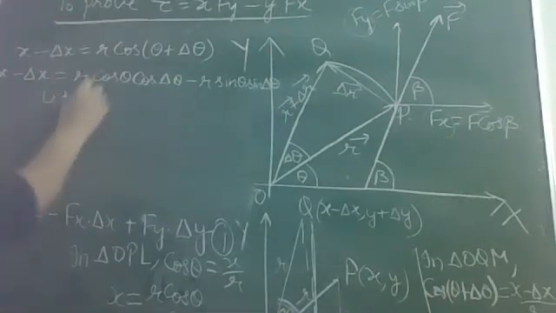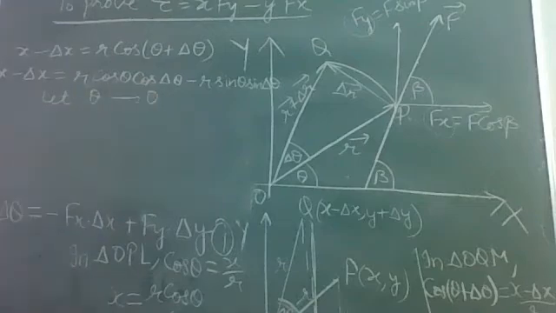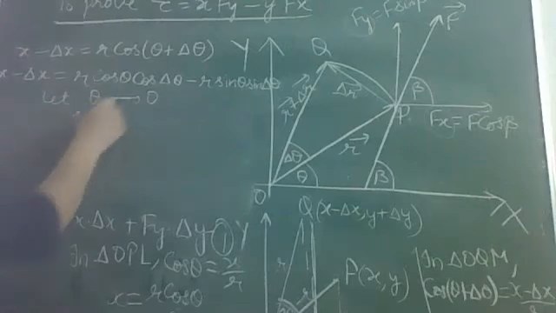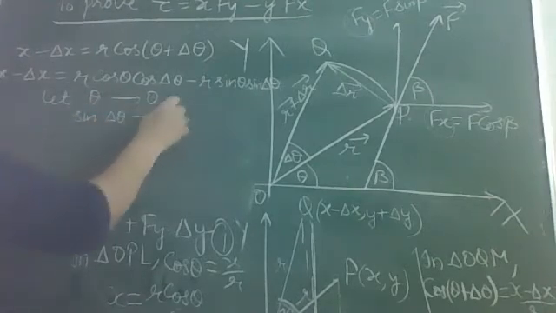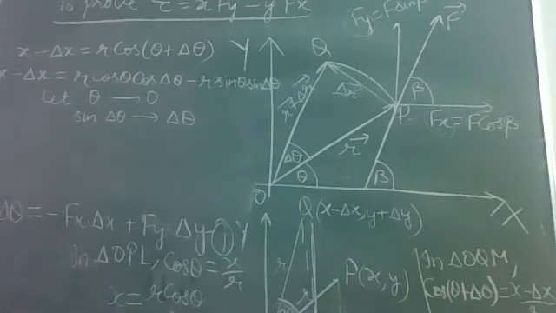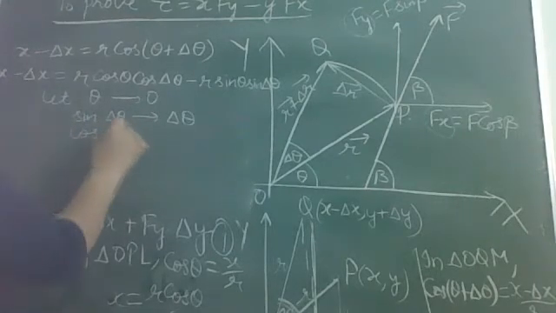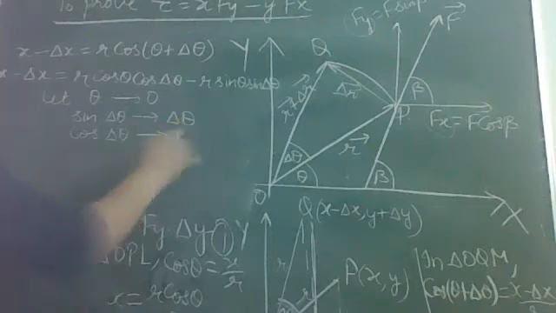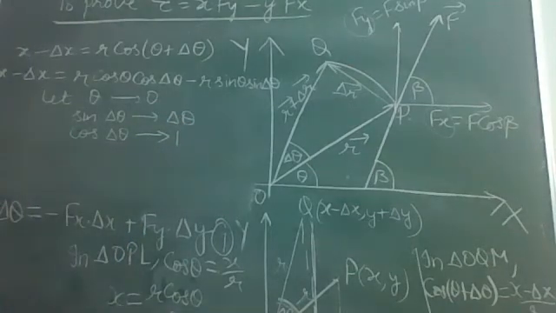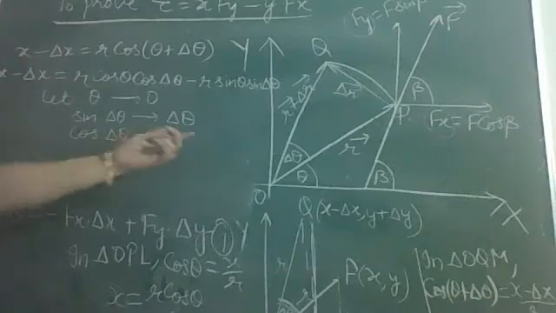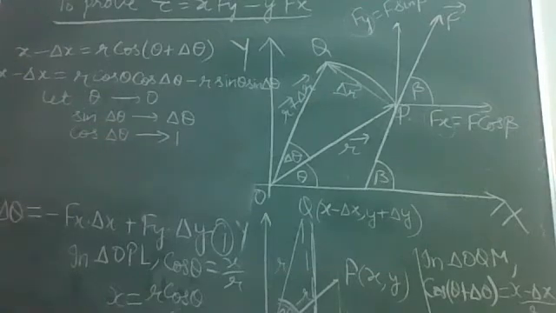Let theta approach 0. Let us now apply a condition that the angle is very small. So under that situation, sine of delta theta will approach delta theta. You know, for small angles, sine theta approaches theta, tan theta approaches theta. But cos of 0, you know, that is 1. So cos delta theta will approach 1. Cos of 0 is not 0. So that's why we will write cos theta tends to 1 if theta tends to 0.